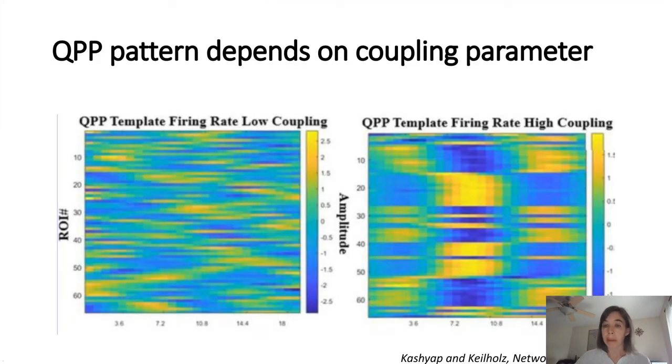Now, we did find that the pattern that you get from these brain network models depends on your coupling parameters. And so that's evidence that this dynamic metric is sensitive to the types of parameterizations we use and might help us do a better job.